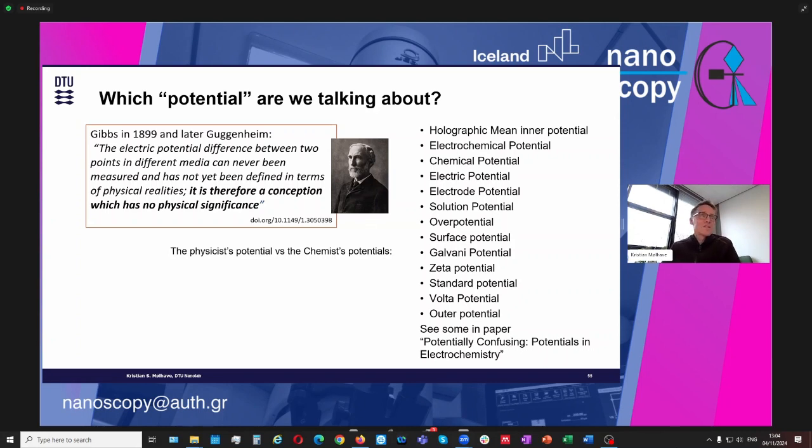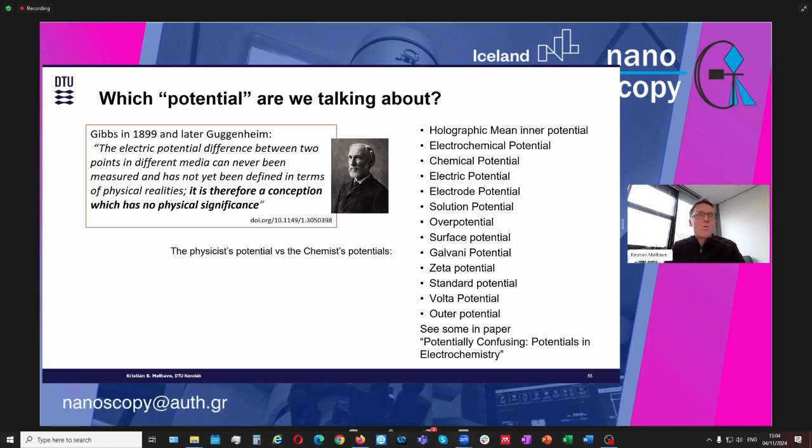So even if I, as a physicist, come and say, hey, I measured the potential, the chemist will say, which potential is it, and did you account for the surface potential? Or, could you be influenced by other aspects here? Because there are many things going on in liquids. This is something we're trying to unravel now.